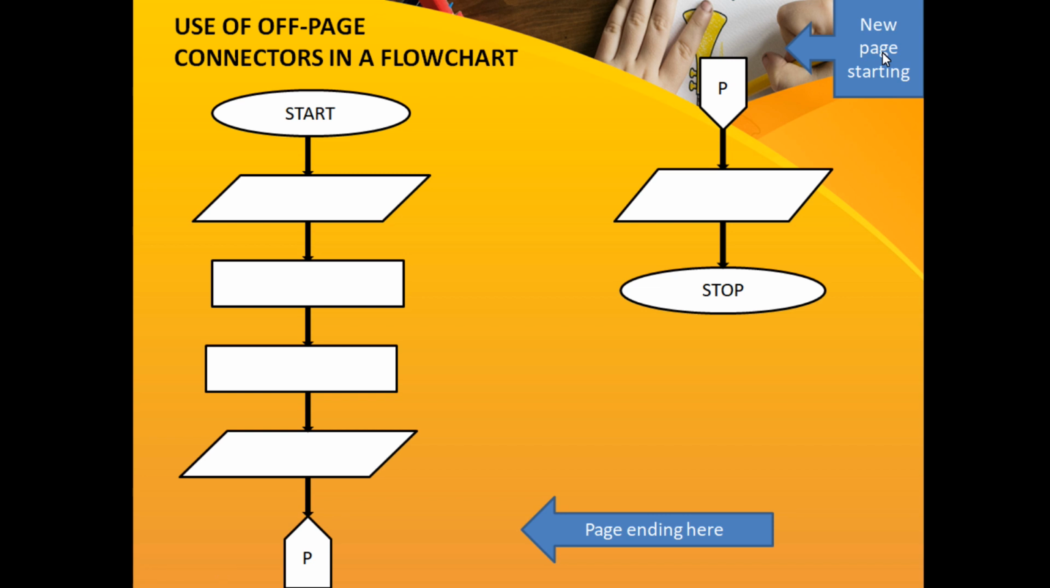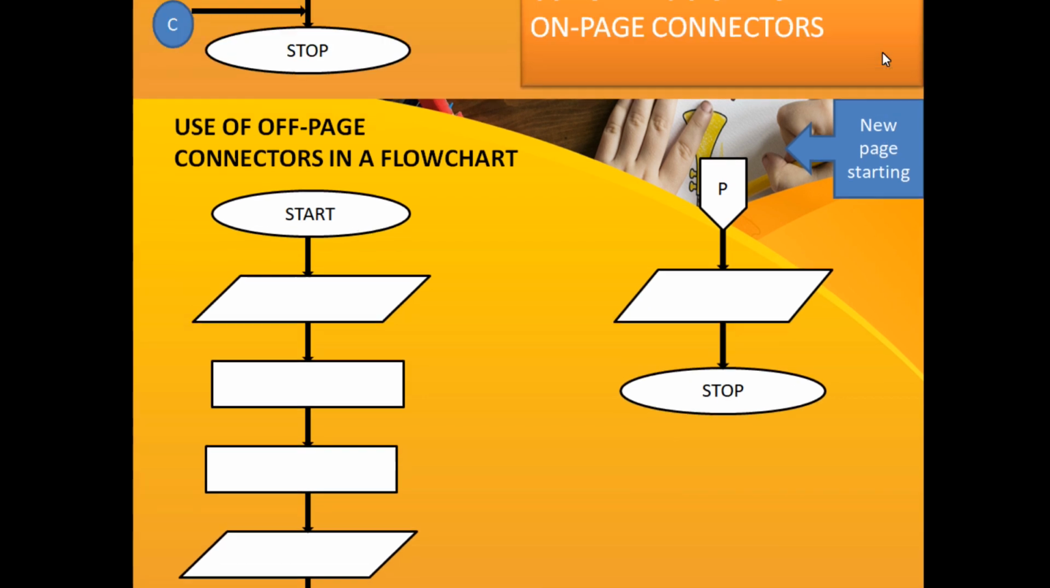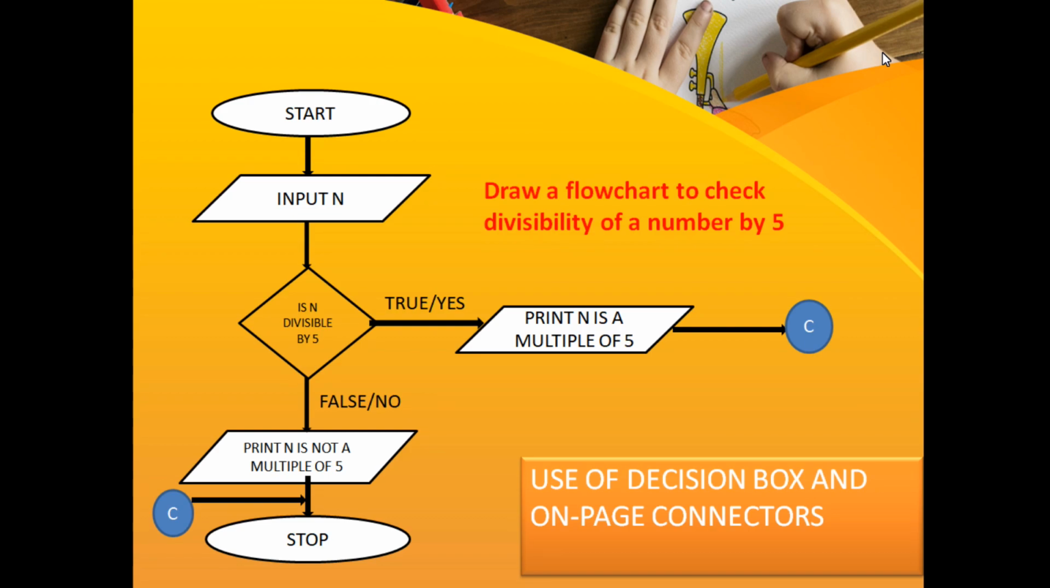So that's about the connectors, off-page connectors. In the next slide, we can see that we have used a decision box. The question is very simple. It says you have to input a number and check its divisibility by 5.